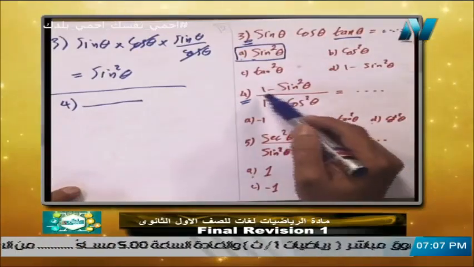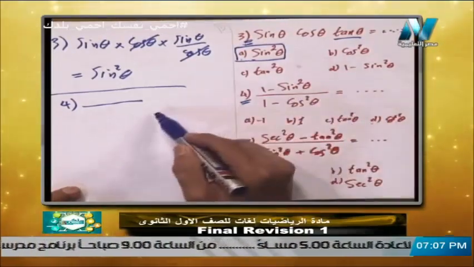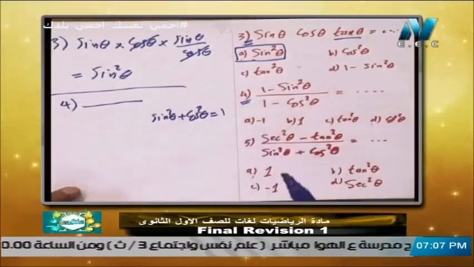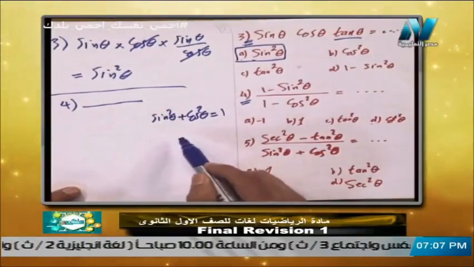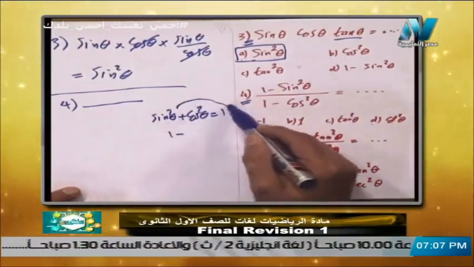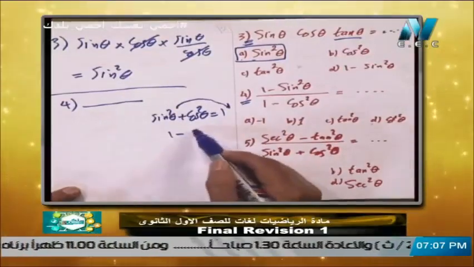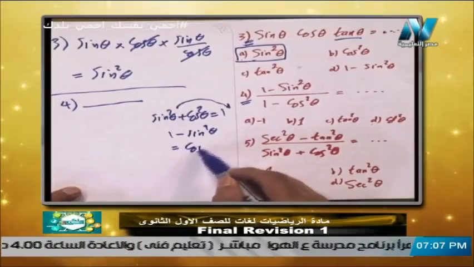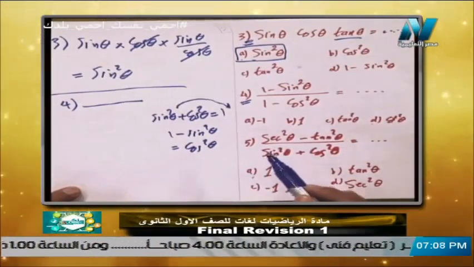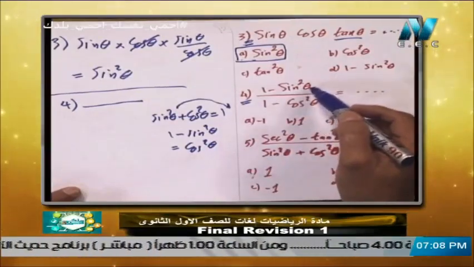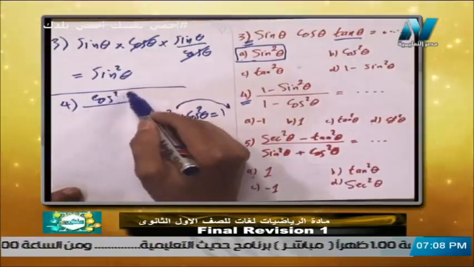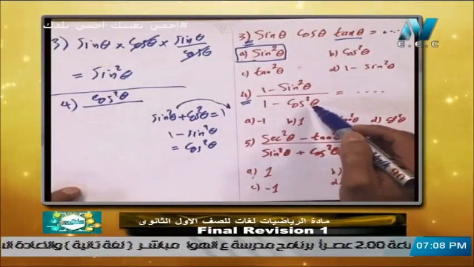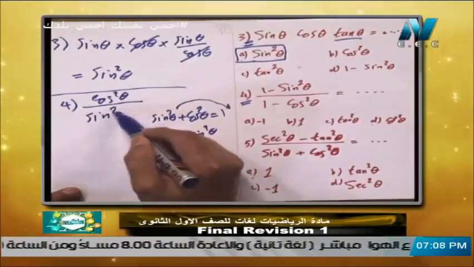Okay, 1 minus sine power 2 theta. We know that sine power 2 theta plus cosine power 2 theta equals 1. So we can transfer sine, and 1 minus sine power 2 theta equals what? Of course, it equals cosine power 2 theta. So the numerator equals cosine power 2 theta over 1 minus cosine power 2 theta, which of course will be sine power 2 theta.